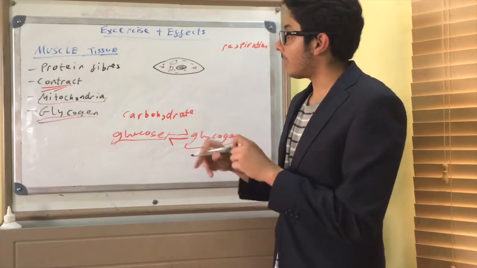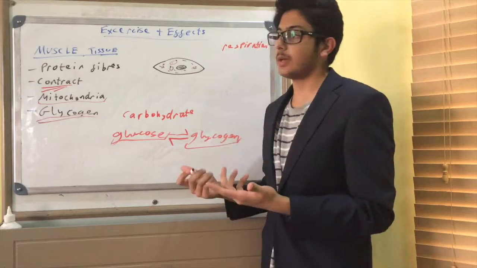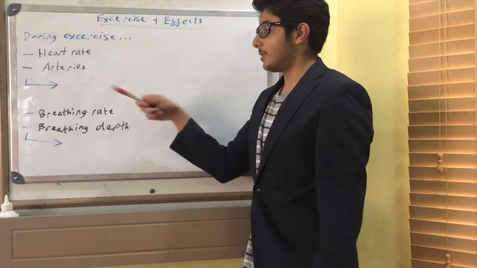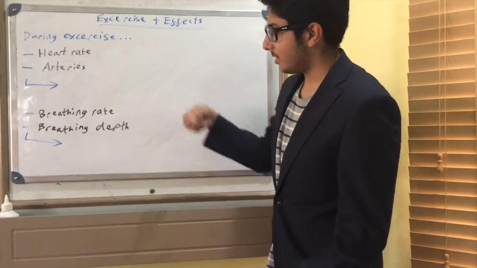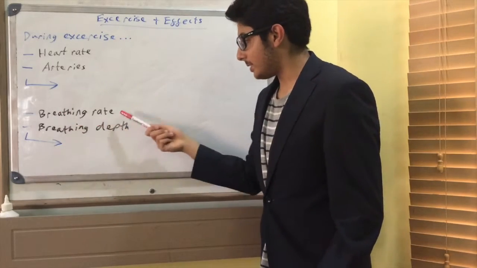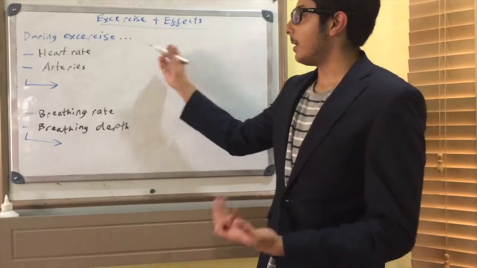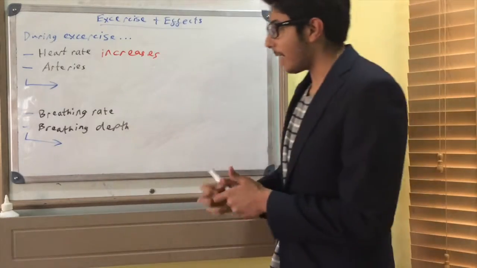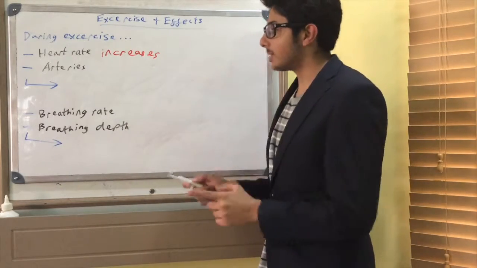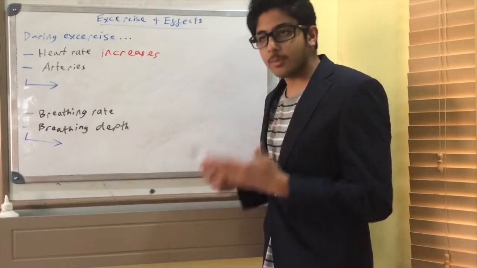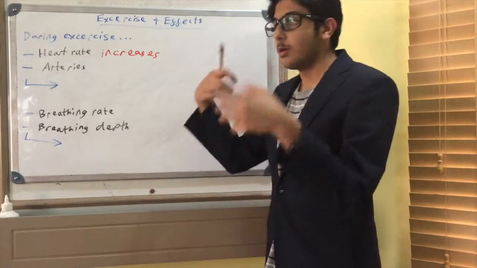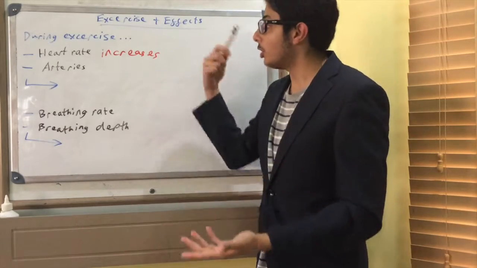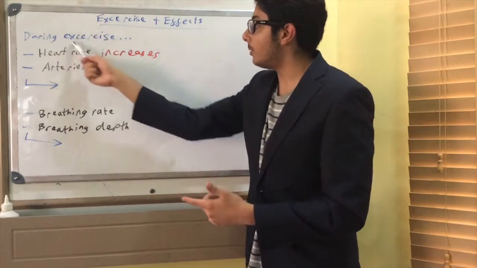Now on to the actual effects of exercise and what happens during exercise. Okay, so during exercise your heart rate increases, something happens to your arteries, breathing rate and breathing depth. So as I said, your heart rate increases. Why does it increase? So it can supply more blood to the muscles. Why more blood? What's in the blood? You've got the oxygen, you've got the glucose. What do you need them for? Respiration. What do you need respiration for? Energy. What do you need energy for? Contract the muscles to help you exercise.